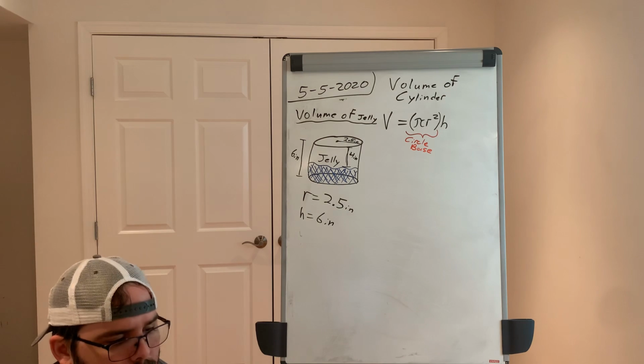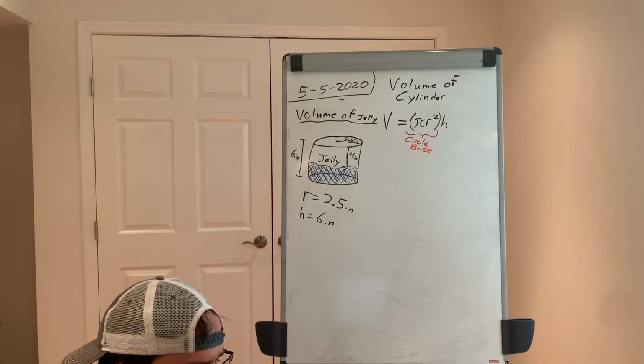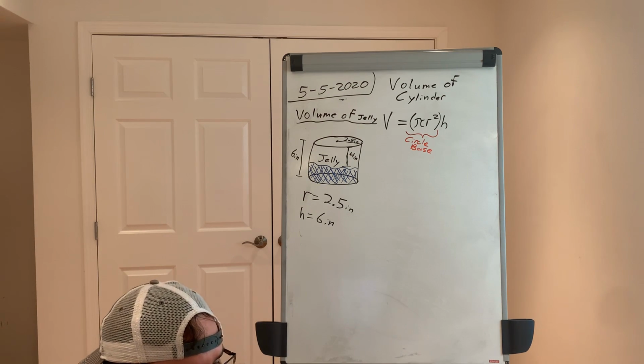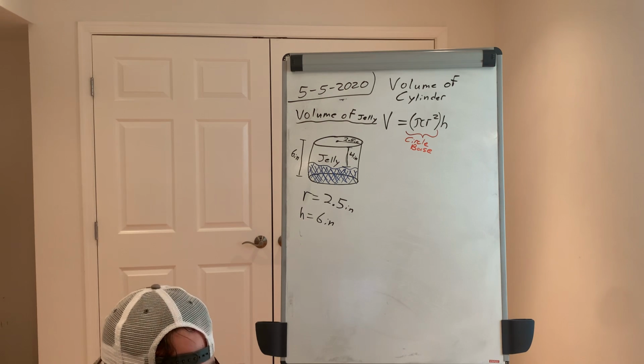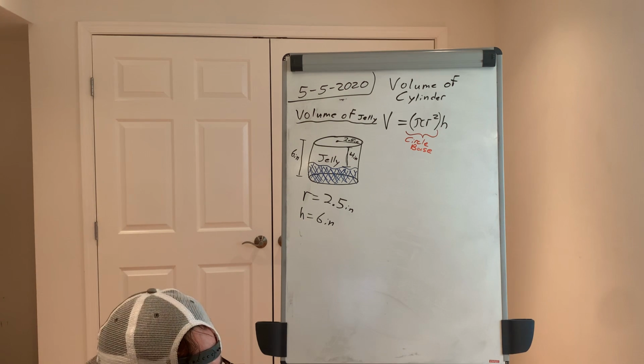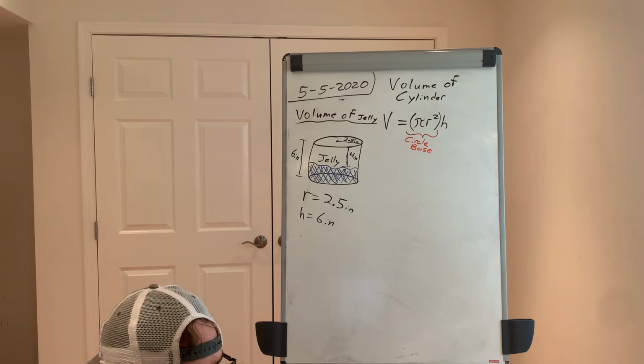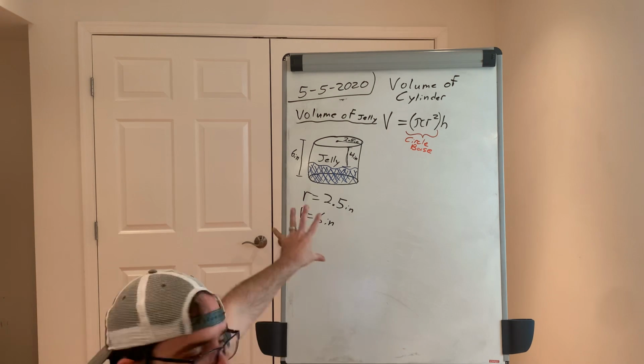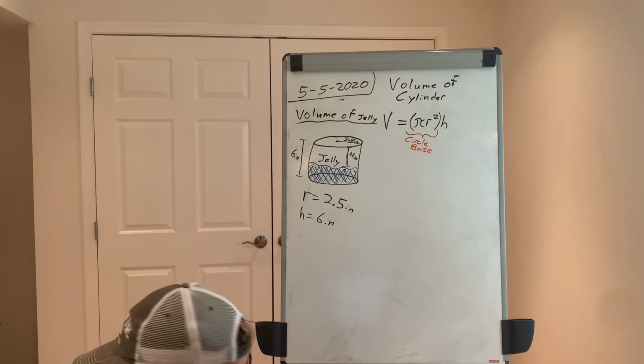So we know the radius of the jar, we know the height of the jar, and we know the height of the empty space in the jar. So the question is how we find the volume of just the jelly. How much jelly is in that jar?